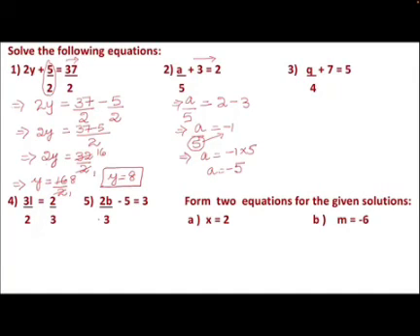So similarly, you can solve the third and the remaining problems and also form two equations for the given solutions like how I explained. Please recall the method and try to solve. We'll definitely discuss these answers also in the next video.